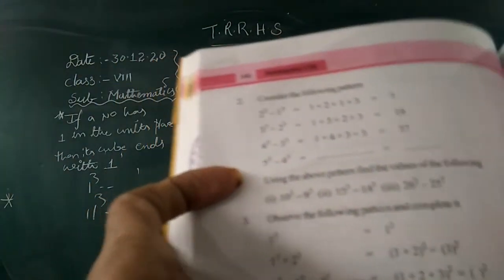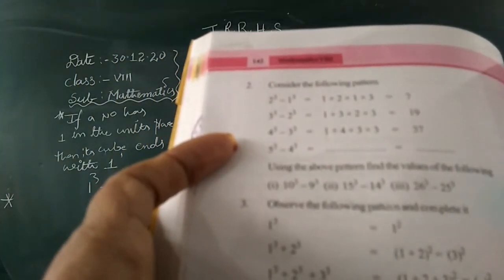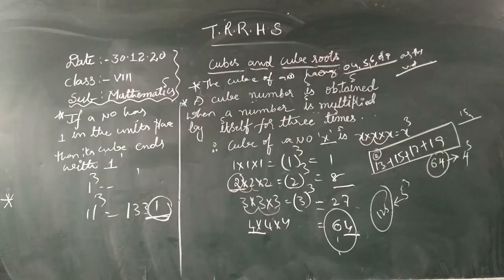Whatever they have done, that is correct only. In the same sense, you have to do here also. 1 cube plus 2 cube plus 3 cube. What have they done? (1 plus 2 plus 3) whole square is equal to. Now 1 plus 2 is 3. 3 plus 3 is 6. So 6 square is nothing but 36. In the same sense, you have to do all the remaining problems and finish up all the patterns.